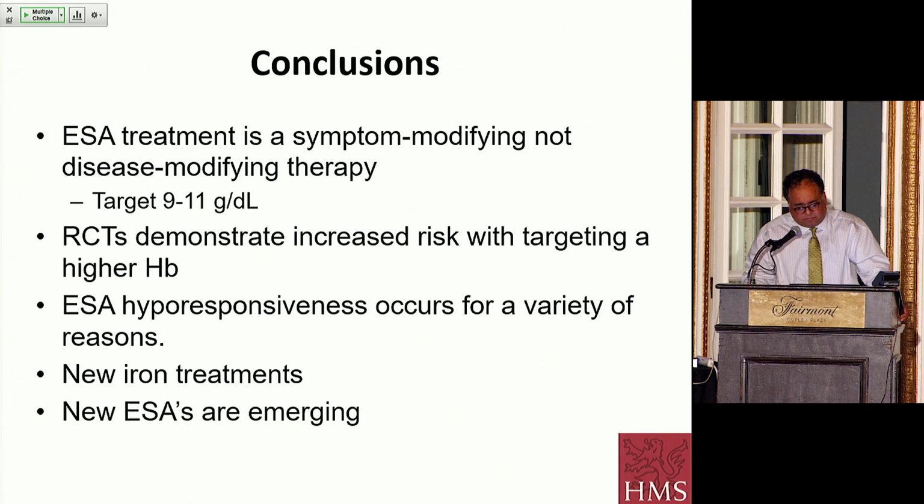So in conclusion, ESA treatment is a symptom-modifying, not a disease-modifying therapy if you use this exogenous erythropoietin. Target, you can vary it 9 to 11, 10 to 11, but it's going to be in and around that range. In Europe, 10 to 12 if you're using the European best practice guidelines. RCTs demonstrate this increased risk with targeting a higher hemoglobin, targeting with higher doses, normalizing the hemoglobin. ESA hyperresponsiveness, we defined it. It occurs for a variety of reasons, and you need to be vigilant about it, and you need to know that while iron deficiency is the most common cause of it, just throwing iron at everybody is not necessarily the solution. We have to be thoughtful about who we're treating and when we're treating.